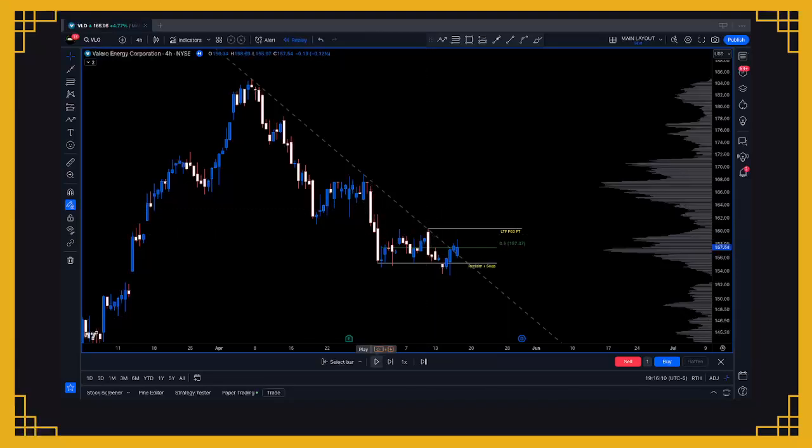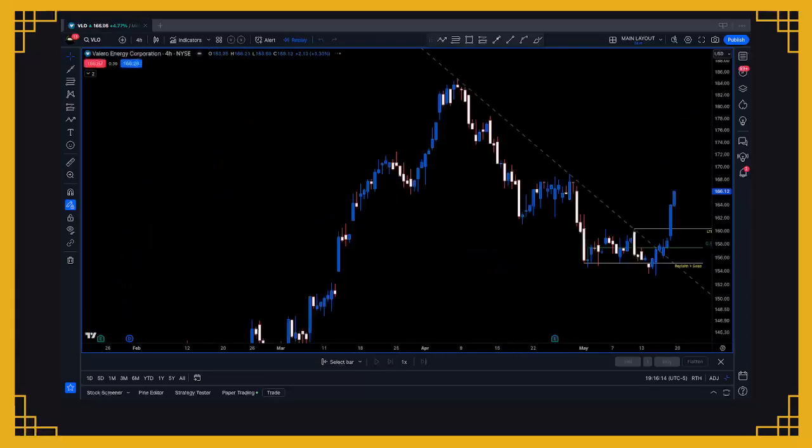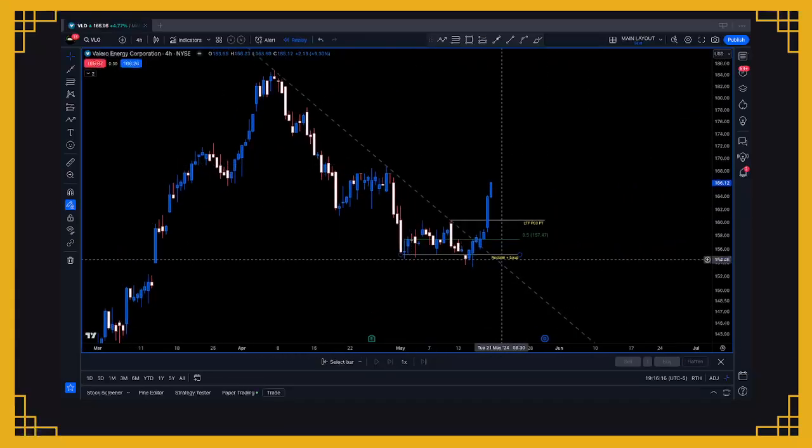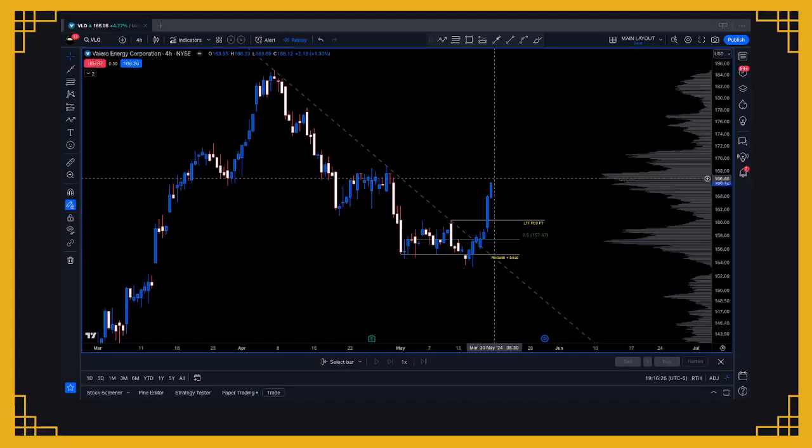And so when you kind of play it out, oh, I don't want to do that, right? Look at this nice move. Look at the 4-hour. Did the 4-hour ever invalidate us? Did the 4-hour ever even take out the 157 stop loss? It did not. Rather, we got this really nice momentum up.